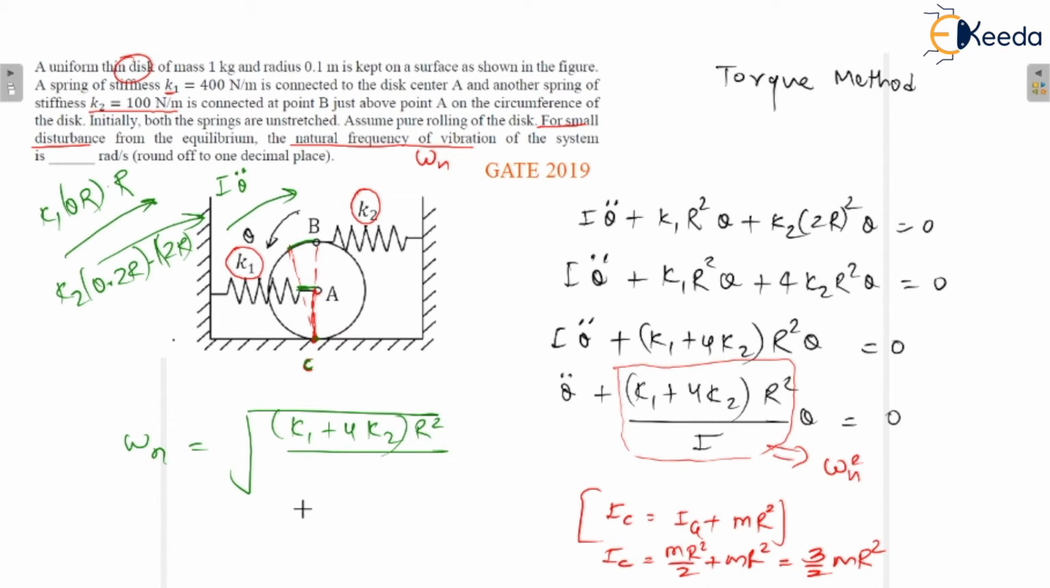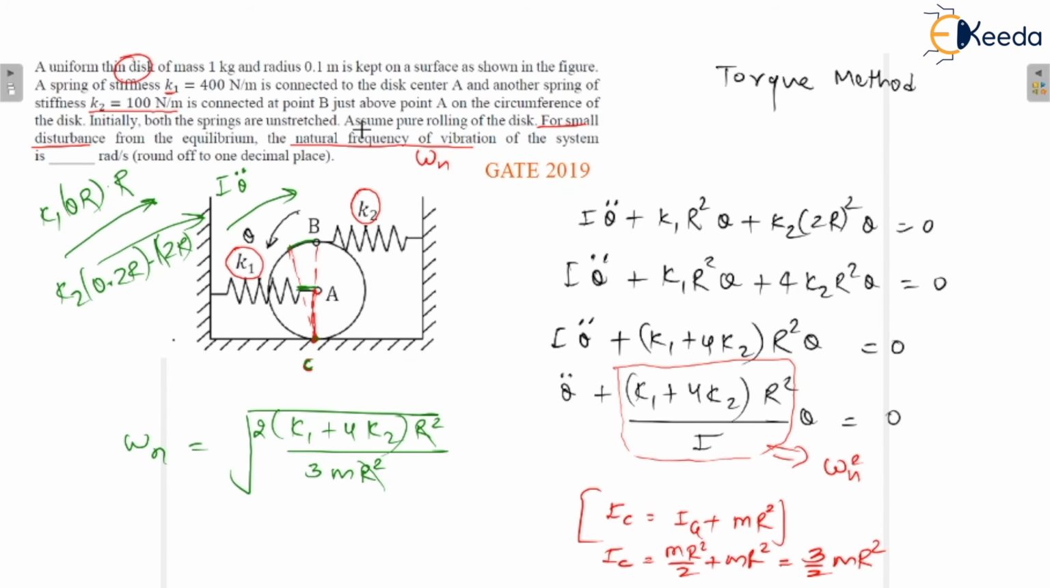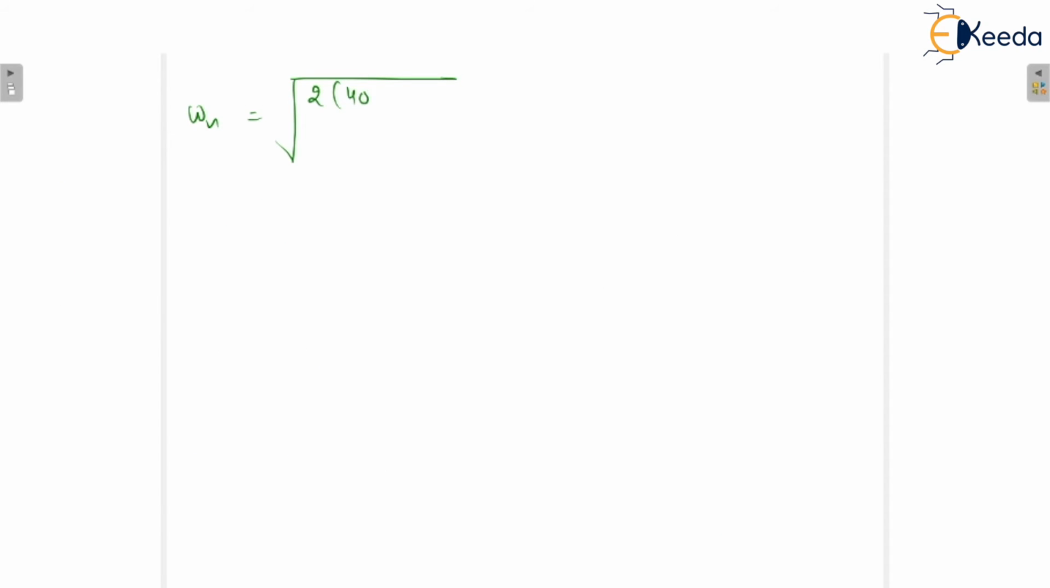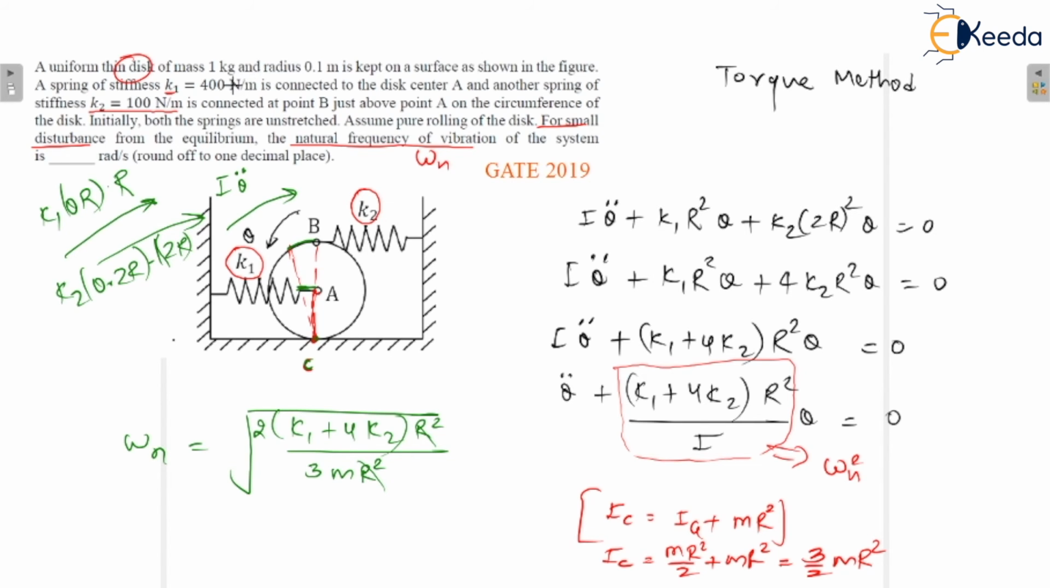So you have to put 3 by 2 mr square here, and the r square and mr square will cancel out. You just have to put the values of mass and spring stiffness given in the question. So we can find the natural frequency omega n, which is equal to under root of 2 times, K1 is 400, plus 4 multiplied by K2 which is 100, upon 3 multiplied by mass, which is 1 kilogram.